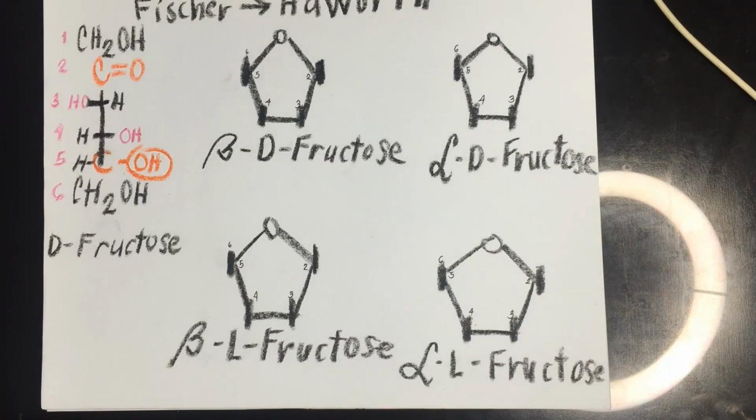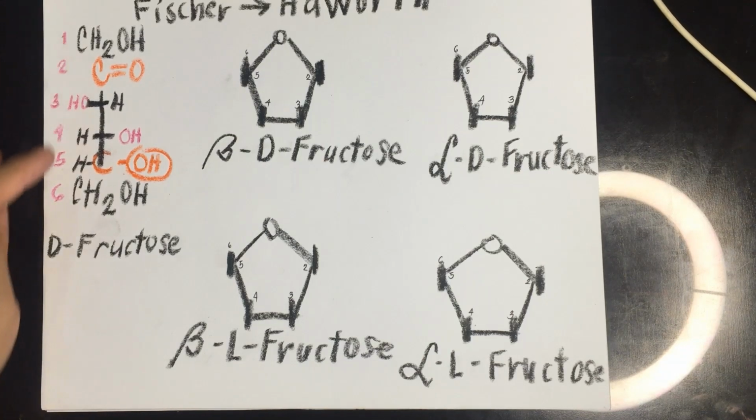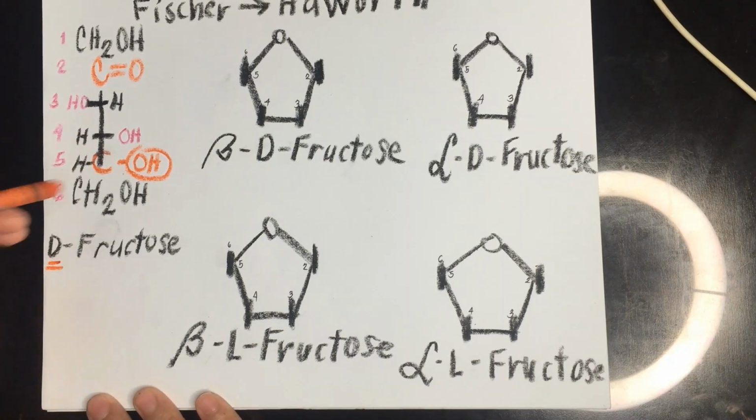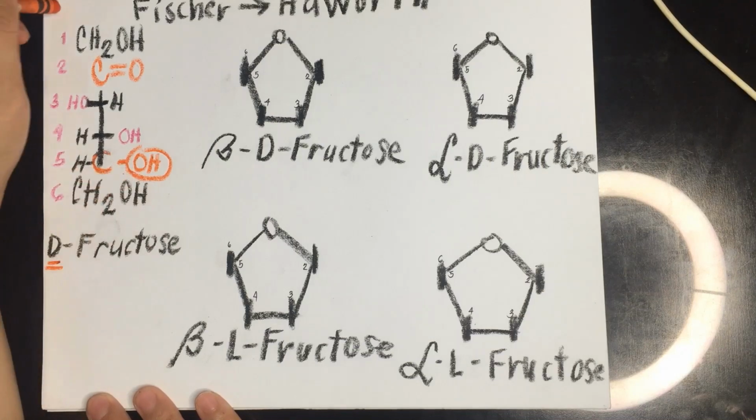Next, we are going to answer the Fisher to Haworth projection for fructose. In fructose, it has 6 carbon atoms, and we have here a ketone that is the functional group. So, we are going to write the terminal alcohol that is found on top and at the bottom. Then, on the second carbon will be a carbonyl group. Then afterwards, we are going to locate the carbon that contains the highest chiral center, and this is our carbon number 5. Since it is in D configuration, it means it is on the right side.